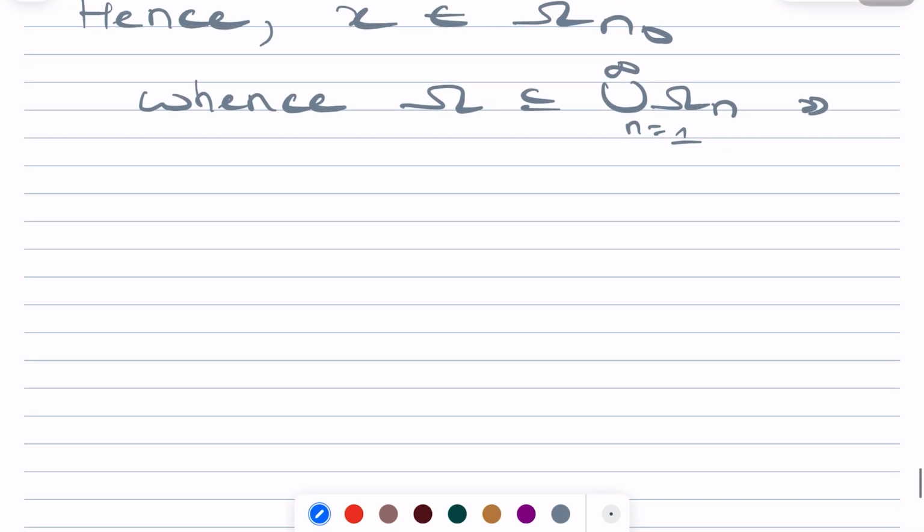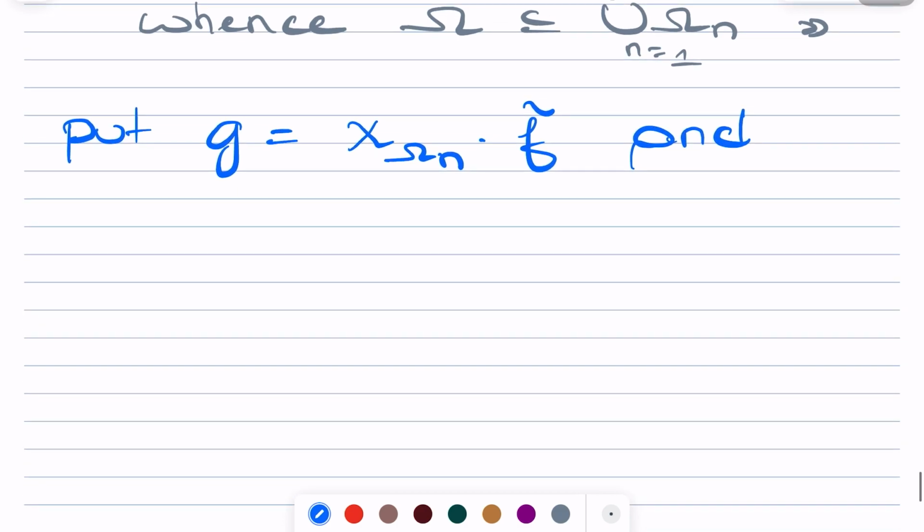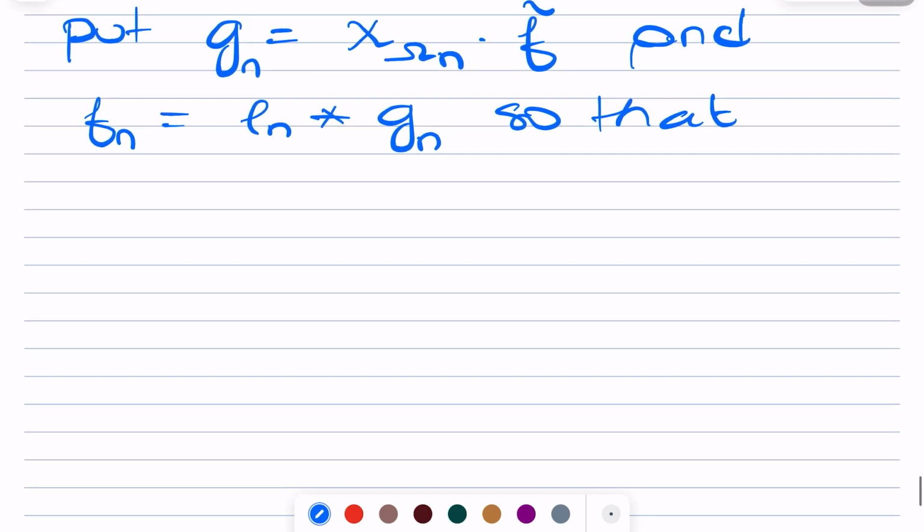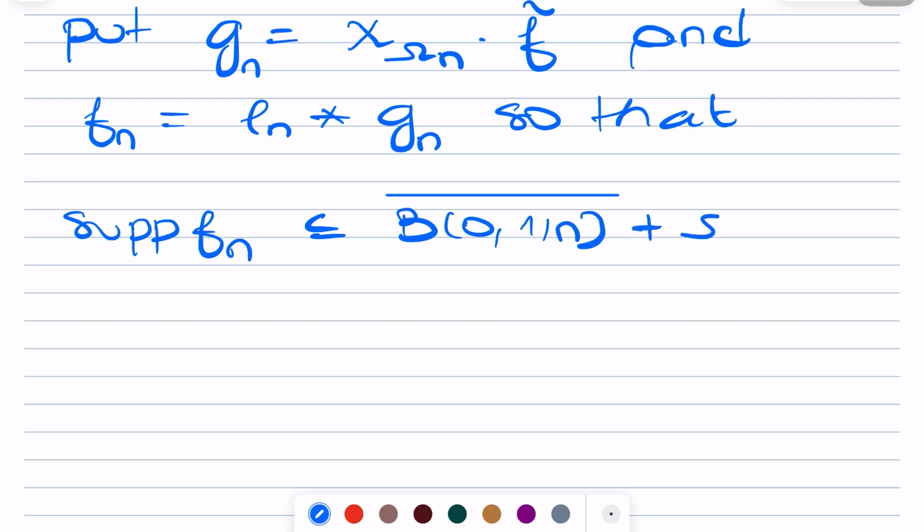Okay, now put g n to be chi of omega n, the indicator function, times f tilde. Then put also f n to be rho n convoluted with g n, where rho n is a sequence of mollifiers once again. So the support of f n is contained in, we know already that the support of the convolution is contained in the closure of the sum of the supports. I think we did it already once. So this is contained in this plus omega n, because the support of g n is omega n, and obviously this is contained in omega n. So it follows.